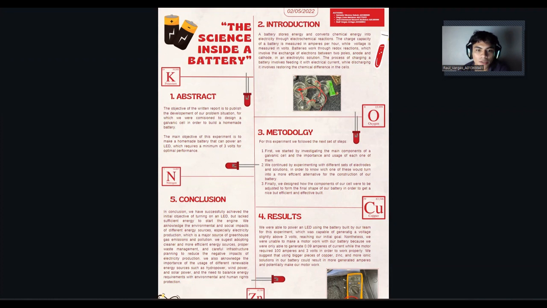Nonetheless, we were unable to make the motor work. This is because the motor needs 100 amperes and 3 volts, and our battery only generates 0.09 amperes of current. This is because the current of our battery doesn't flow through all the circuit.